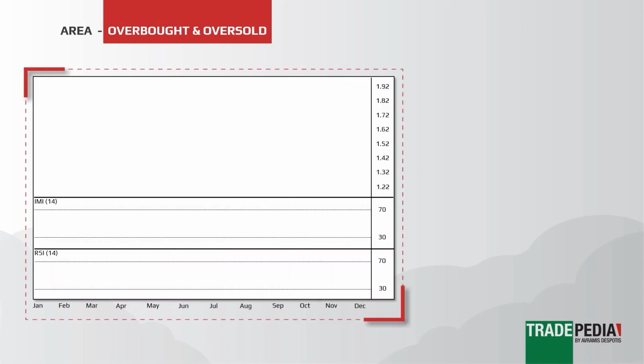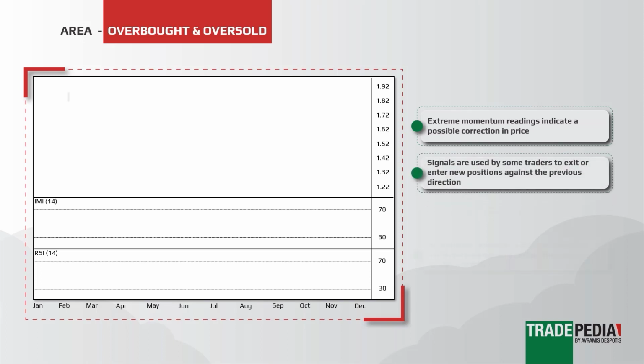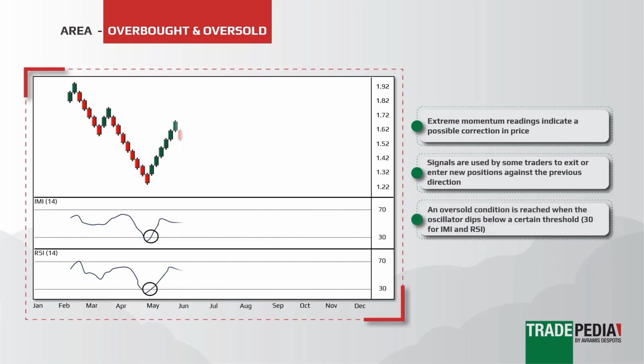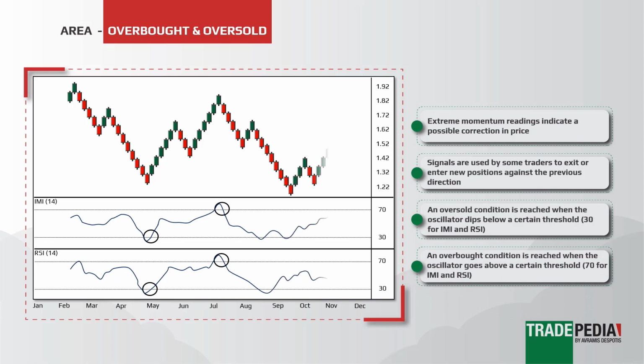Extreme momentum readings indicate a possible correction in price. These signals are used by some traders to exit or enter new positions against the previous price direction. An oversold condition is reached when the oscillator dips below a certain threshold, for example, 30 for RSI and IMI. And an overbought condition is reached when the oscillator goes above a certain threshold, for example, 70 for RSI and IMI. Now, if more than one oscillator gives the same signal, the stronger this signal becomes.